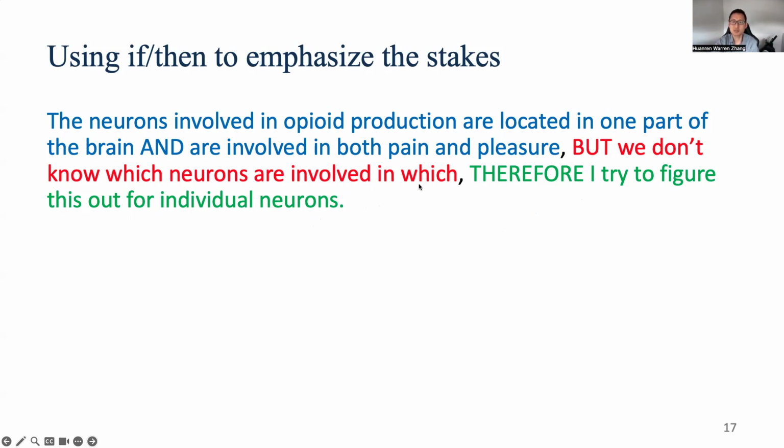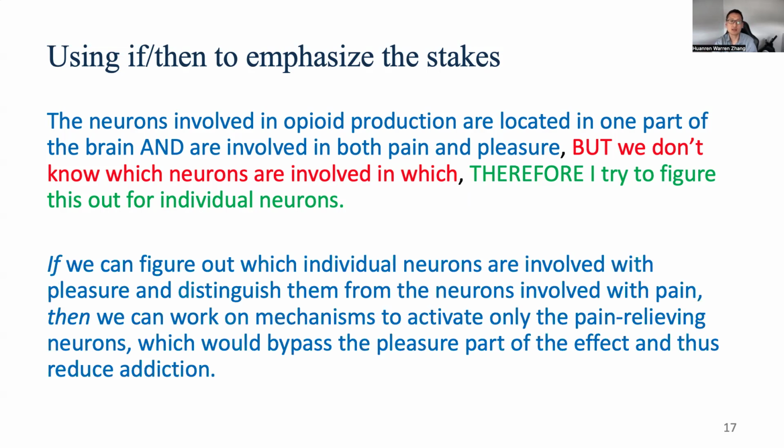But why is this a great problem? In order to highlight the stake, to make people realize how important or serious the problem is, you could use this if-then structure. Here, after setting the context, you can say that if we can figure out which individual neurons are involved in pleasure and distinguish them from the neurons involved with pain, then we can work on a mechanism to activate only the pain-relieving neurons, which could bypass the pleasure part of the effect and thus reduce addiction.